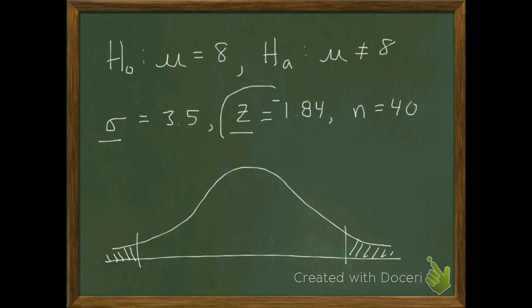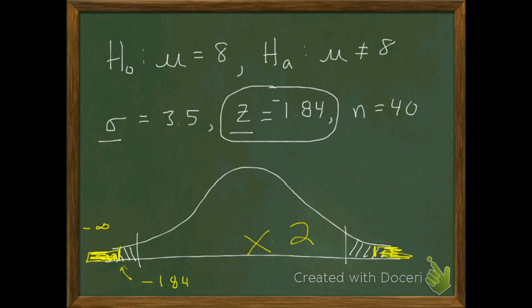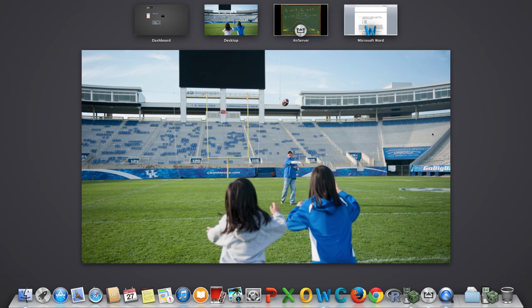Now the next thing is, what tail do we do our calculations in? Well, that's dictated by the sign of the test statistic. Since this one is negative, we're going to do our calculations in the negative tail. So we're going to run from negative infinity up to negative 1.84, but then we have to multiply by 2 to account for the similar area in the other tail.